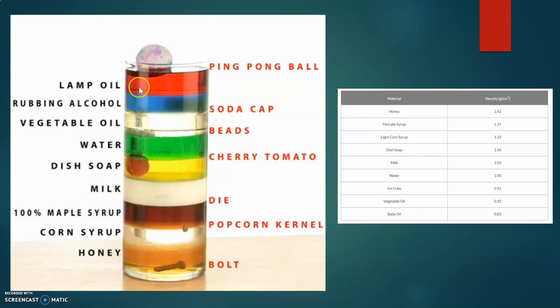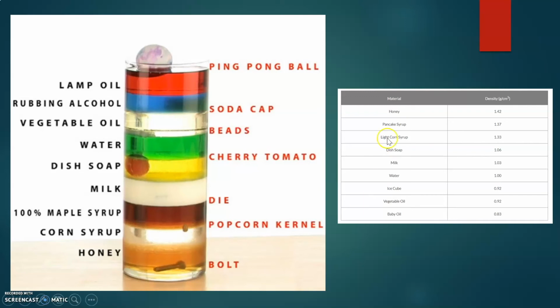But you're probably wondering, like, how did the cherry tomato get down here and then stop halfway? Well, it stopped when the liquid below it had a higher density than itself. Okay, so that's where it stops and it appears to be floating on top of the milk. Same with the popcorn kernel. Now the bolt has a higher density than all of these liquids. That's why it fell straight to the bottom.